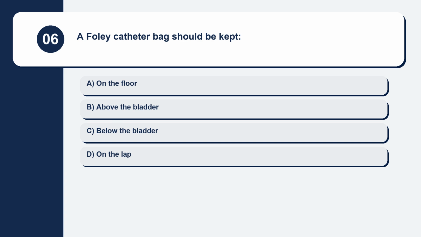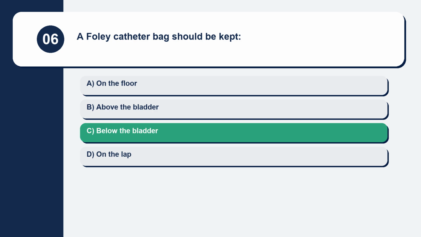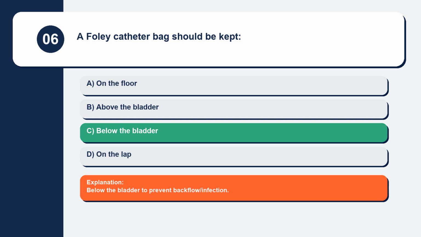Question 6. A Foley catheter bag should be kept on the floor, above the bladder, below the bladder, on the lap. Below the bladder to prevent backflow/infection.